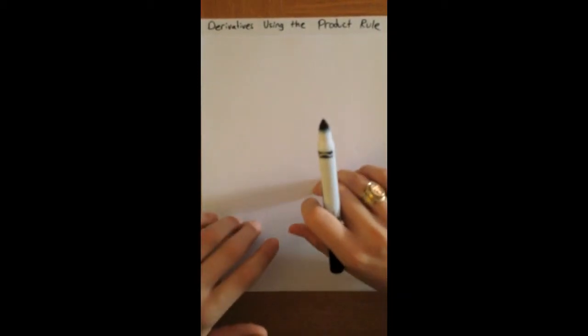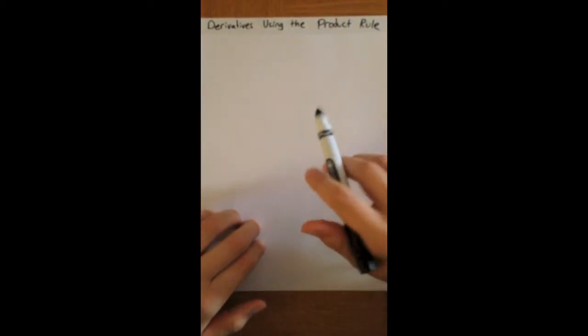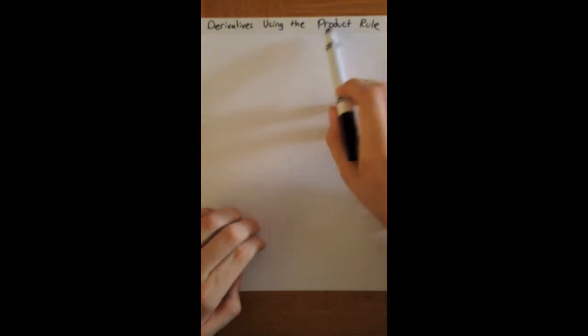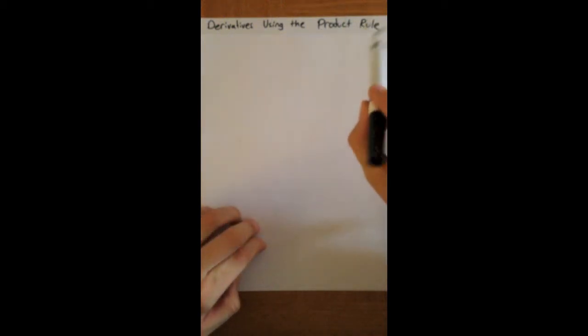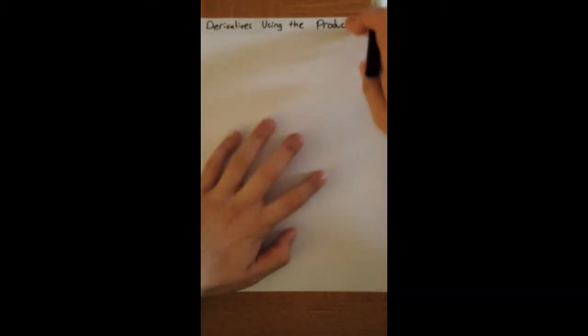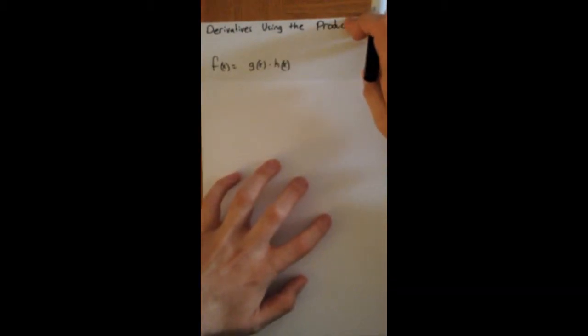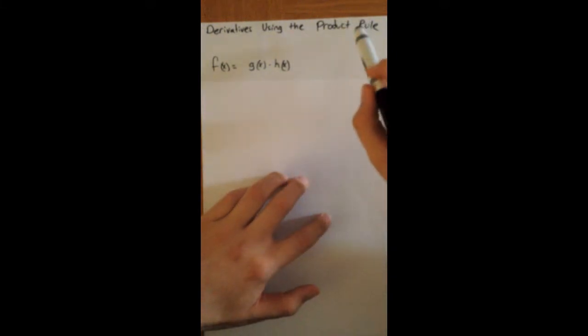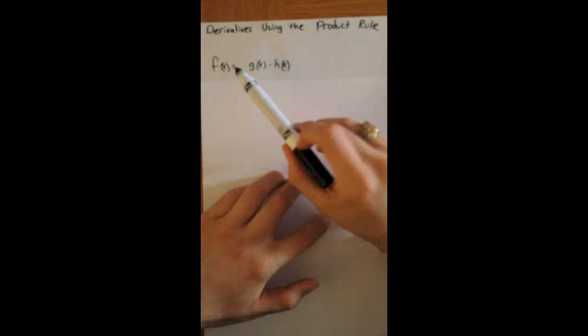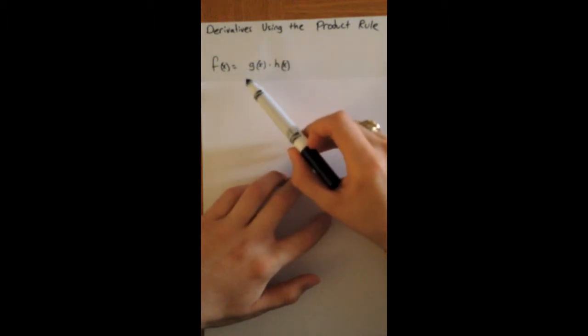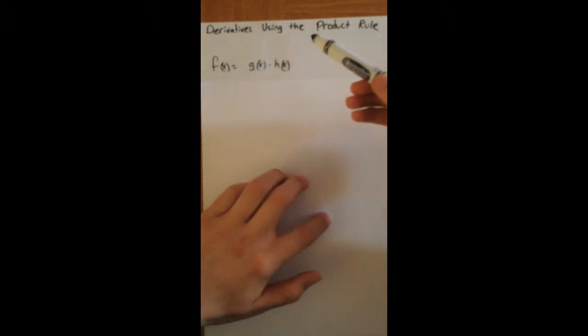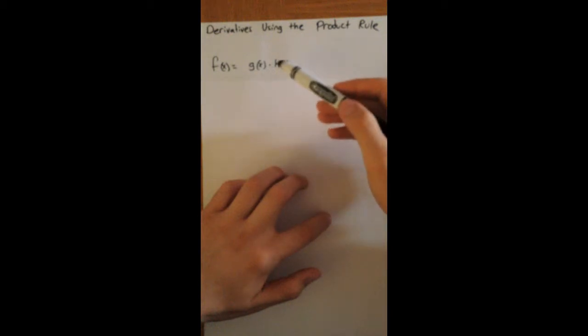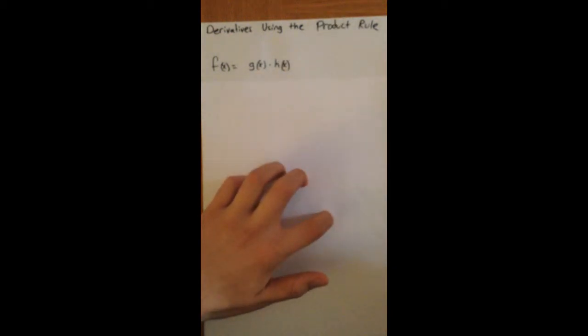Hey everyone, in this video I'll demonstrate evaluating derivatives using the product rule. Now, as the name implies, product means we'll be looking at functions that are multiplied together to give us a product. So in order to use this rule, we'll need to have a function that looks something like this. f of x is equal to g of x times h of x. That is something of x multiplied by something of x.